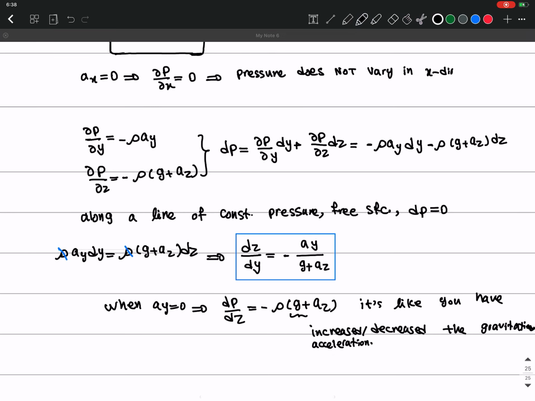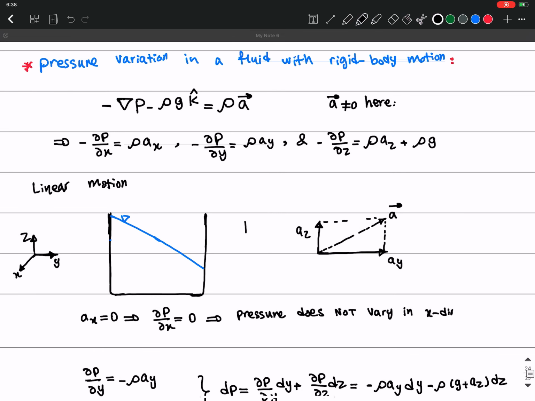And for a free falling fluid, when you have a free fall, it means that this az is going to equal what? It's going to equal minus g, right? Because az is in the positive direction and g is in the negative direction. So minus az equals g.